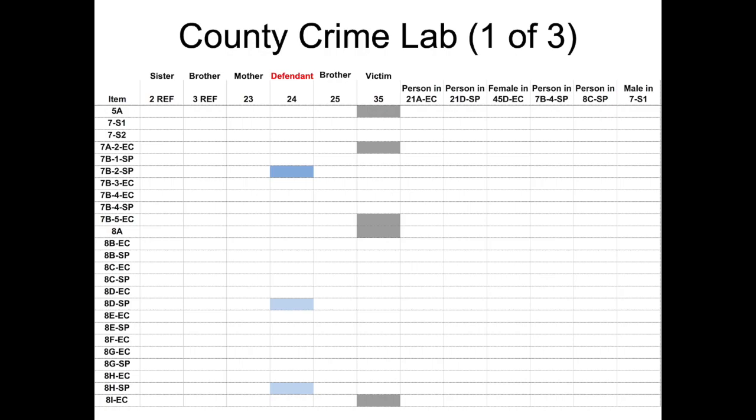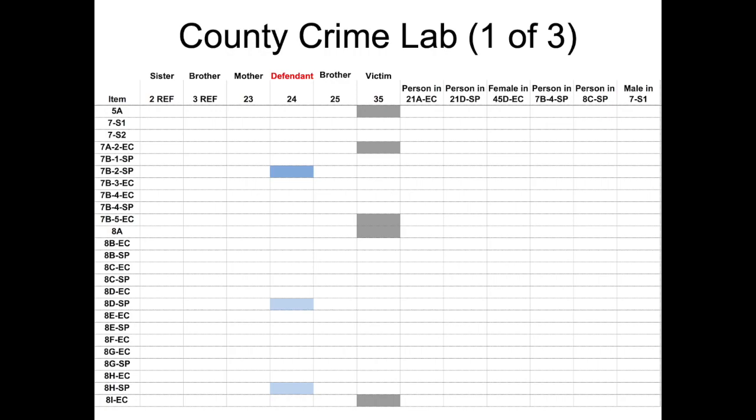This is a DNA match table. The items of evidence are shown in the rows listed on the left. The references that they're compared with are shown across the columns above. There are 6 known references, sister, brother, mother, defendant, brother, and victim, and 6 unknown references on the right half of the chart. Almost all of the evidence items are DNA mixtures.